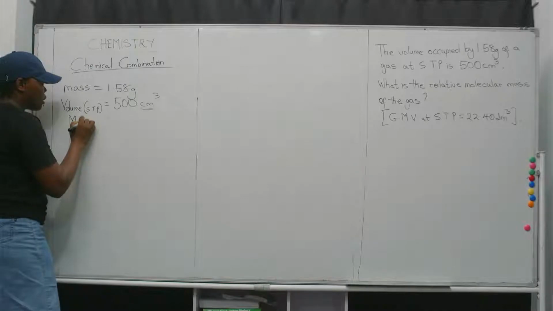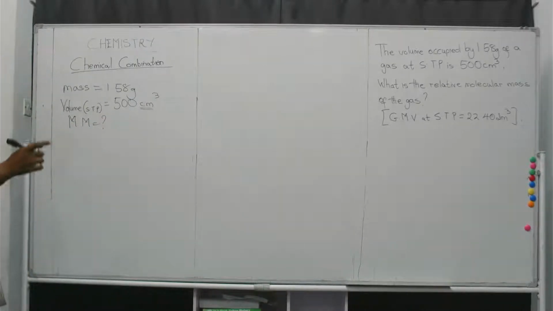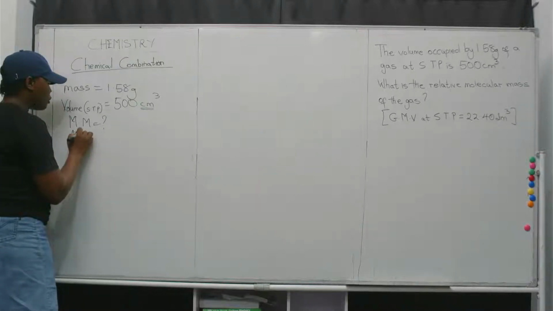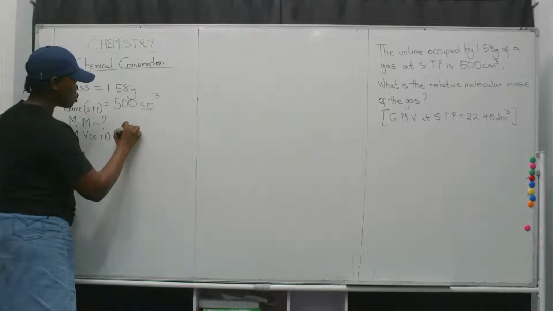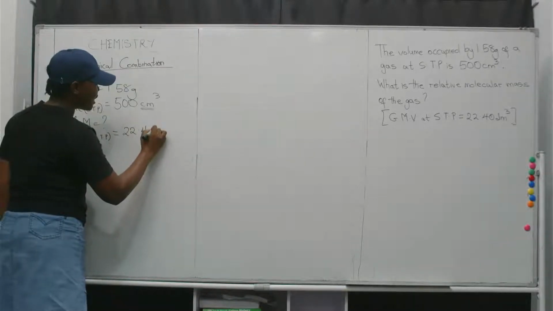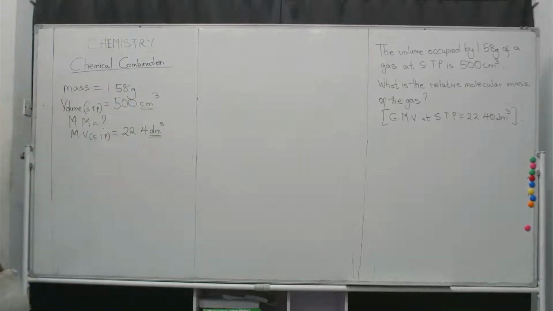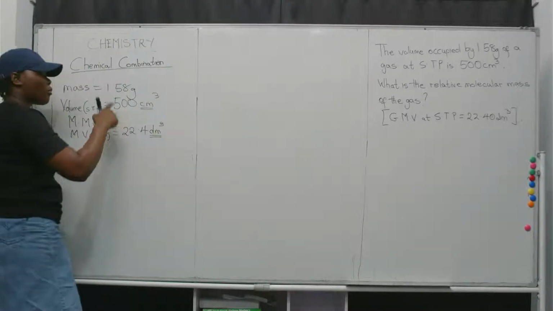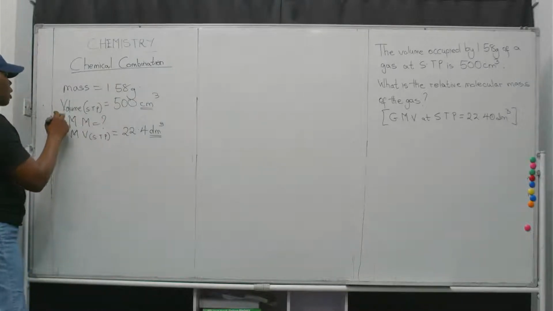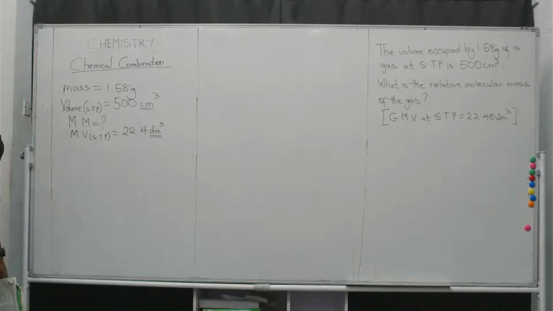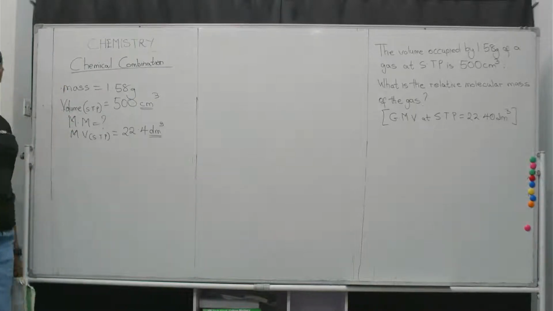So we are told to calculate molar mass. And we are given molar volume at STP to be 22.4 dm cube. From here, you can see cm cube and dm cube don't match, so we have to convert one of them to the other. From these two pieces of information, we can calculate the mole, and then with this mole, you can calculate molar mass.